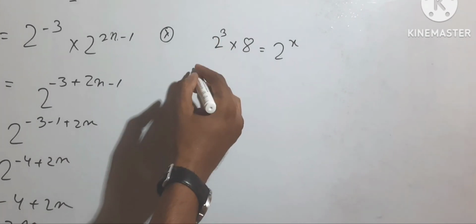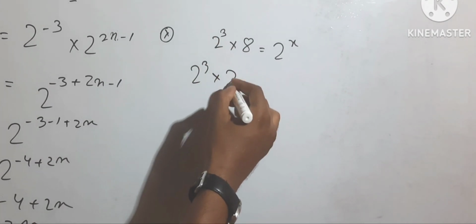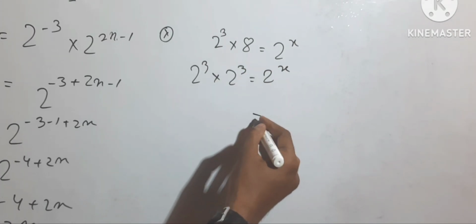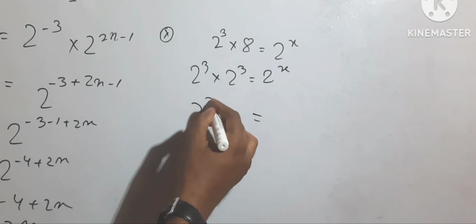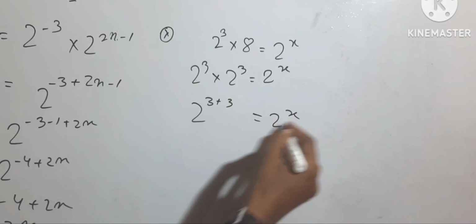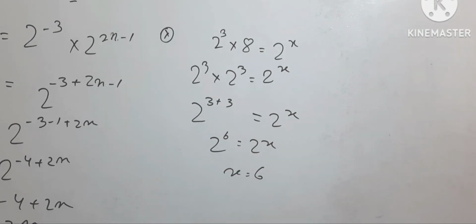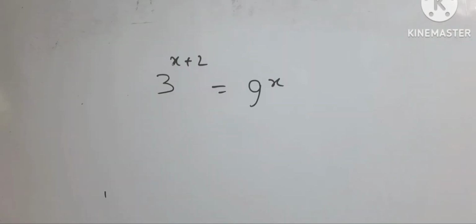Yes. So first you will write 2 to the power 3 as it is, and instead of 8 you will write 2 to the power 3 again, then 2 to the power x. Again equal to is there. So it will be 3 plus 3, you know all these things. So 6 is equal to power x, so x is equal to 6. Simple. Whenever the bases are not the same, you have to make them the same. Some conditions need to be satisfied, only then you are going to get the answer. Okay, so the next question is like this.